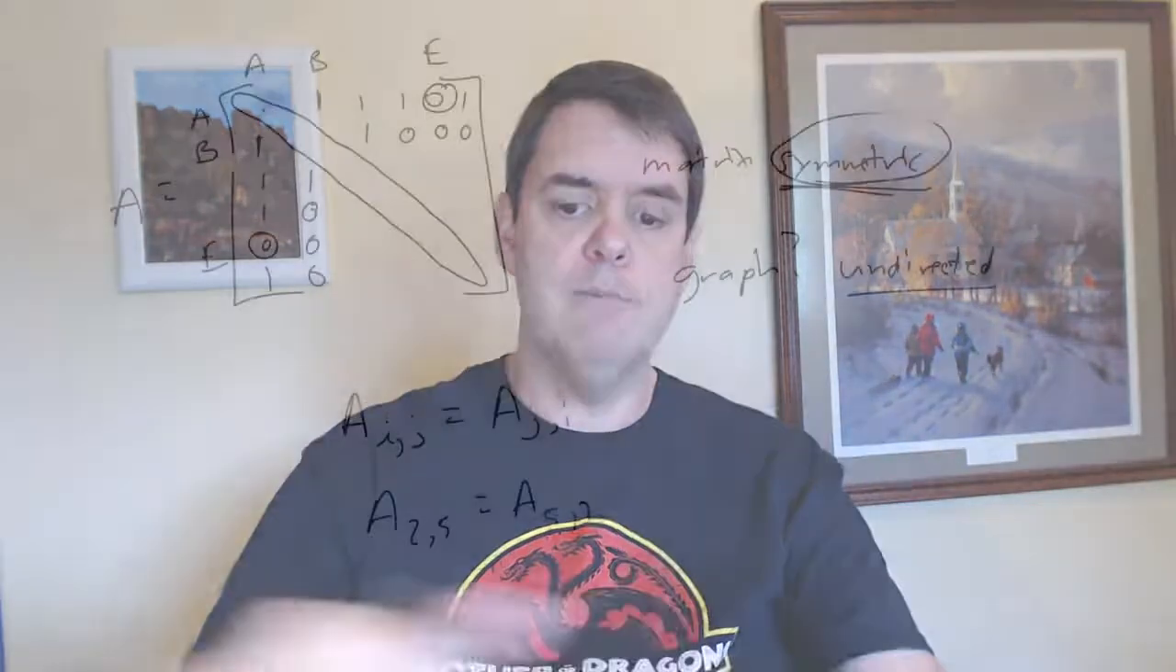If it's just a general adjacency matrix with ones and zeros all over the place and it's not symmetric, then I have to use a directed graph to represent that, because now it's no longer the case that an edge in one direction implies an edge in the other direction, right?